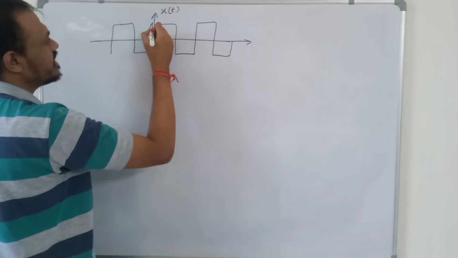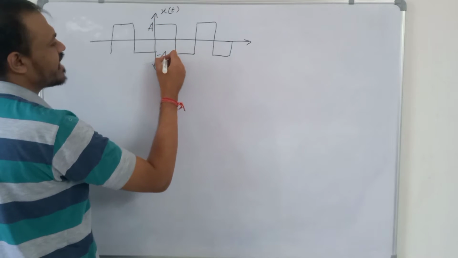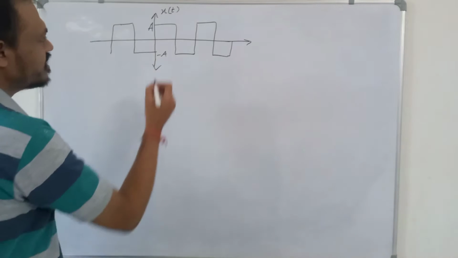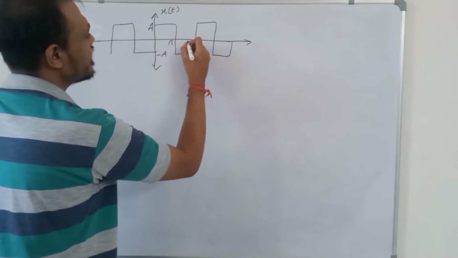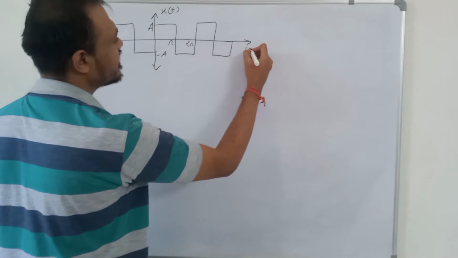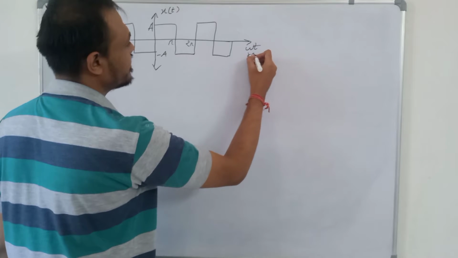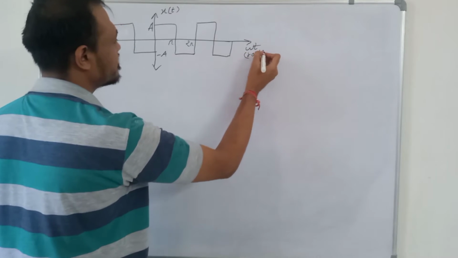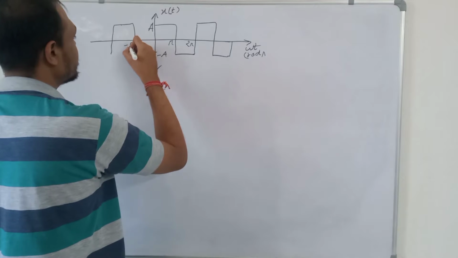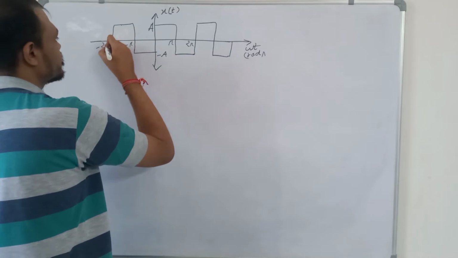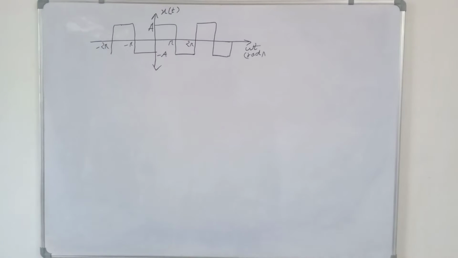Its maximum value is a and its minimum value is minus a. This value is pi, this value is 2 pi. So this is the omega t axis in radians. This is minus pi, this is minus 2 pi. So this is my signal.